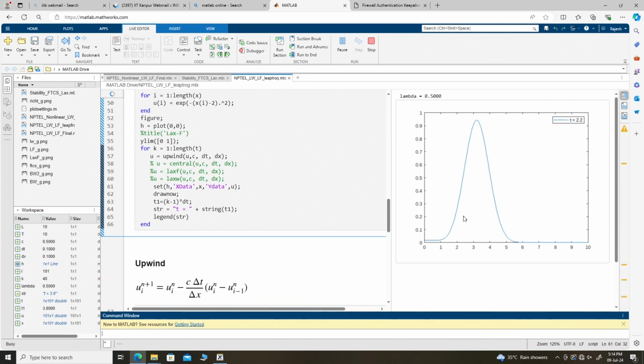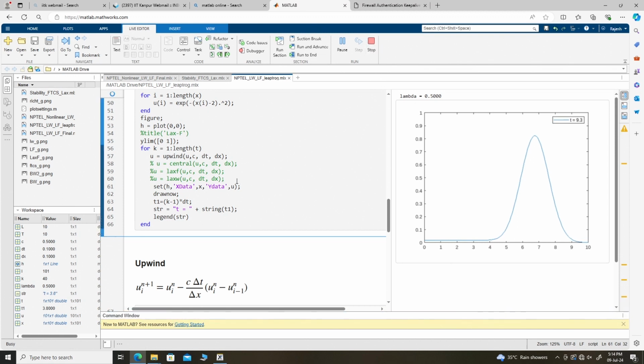You can see that as it is going to the right, the peak is going down. That is because of the dissipation in the upwinding scheme. As it moves right, the peak will keep on going down. That is what we are observing here. Depending on the CFL number, delta t and delta x, the peak may dissipate much faster. You can see how much it has dissipated.